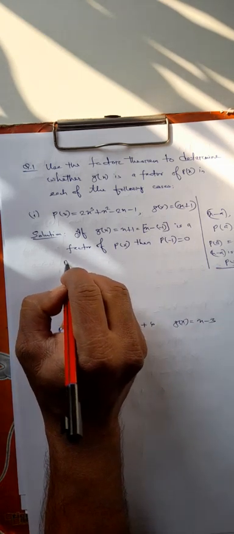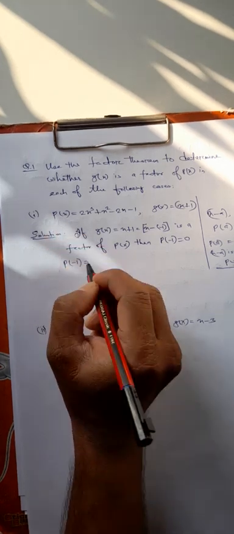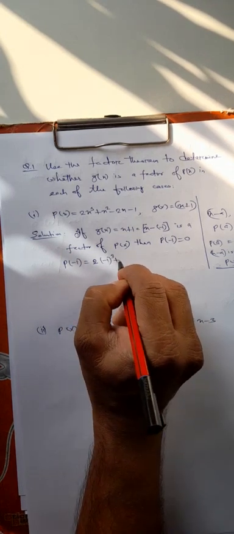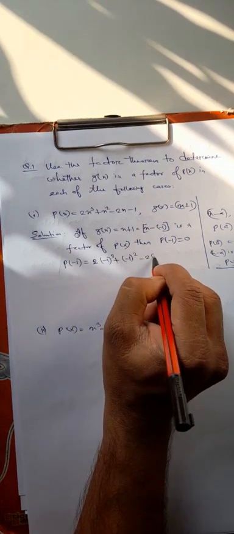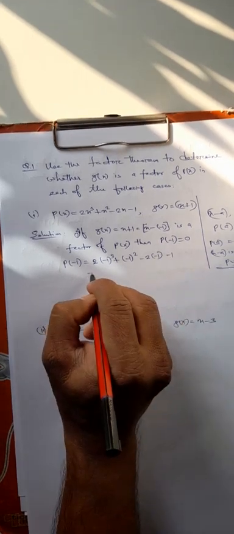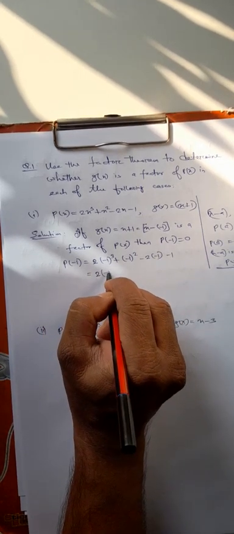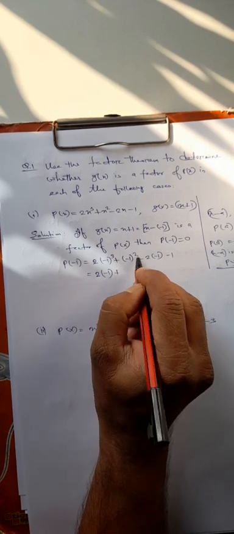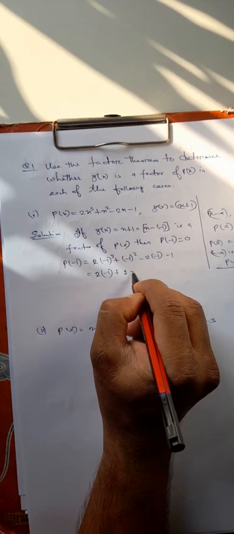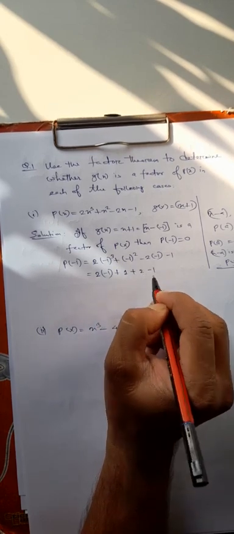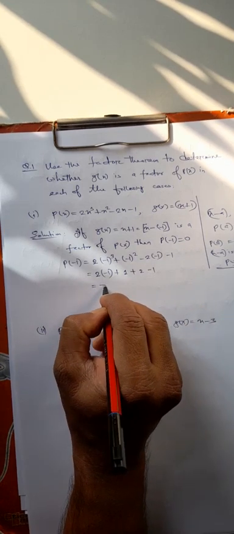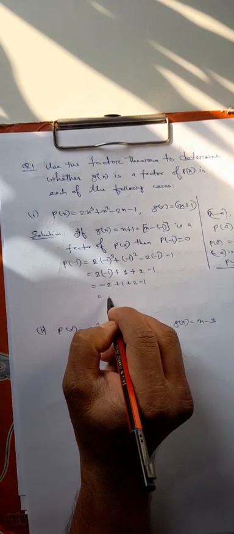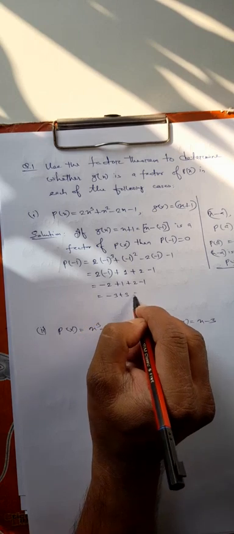Now you put x equal to minus 1 in p(x). p(minus 1) equals 2 times (minus 1) cube plus (minus 1) square minus 2 into (minus 1) minus 1. Minus 1 cube means minus 1, this is an odd power. Minus 1 square, even power, this is plus 1. Minus minus is plus, this is 2. Now you simplify this: 2 into minus 1 is minus 2, plus 1, plus 2, minus 1. You see, minus 3 plus 3 equals 0.